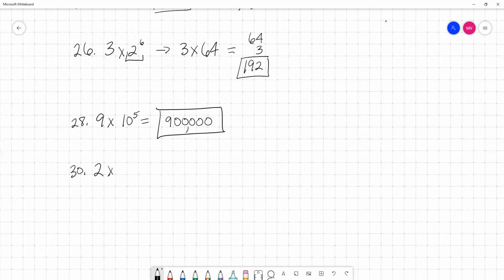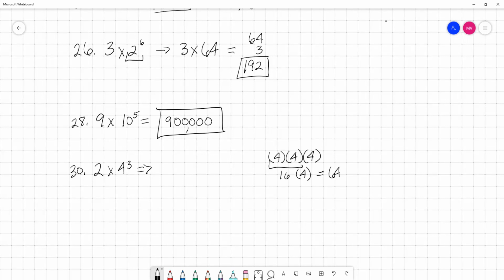2 times 4 to the 3rd. What do we do first? So we do our exponent first, right? So we do 4 times 4 times 4. Is the 2 raised to the power of 3? We'll test that out. That's a good question because that's a very common attempt. So then 16 times 4 is 64.